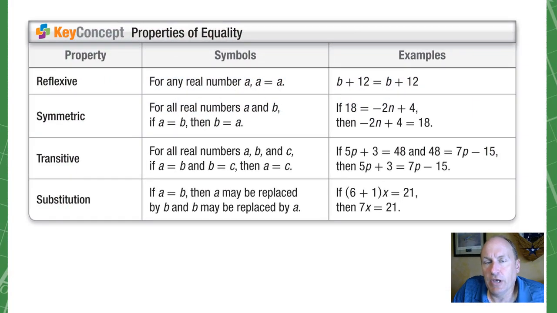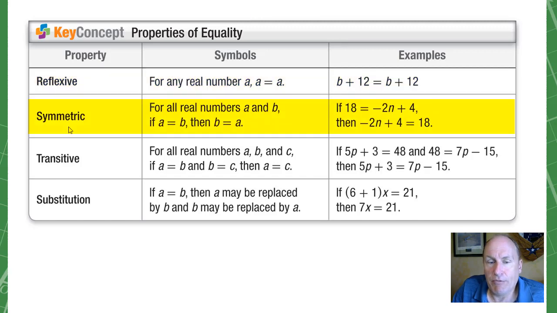Okay, let's look at some important properties of equality. This is going to be critical in our ability to solve equations using these properties. So we have 4 different properties. The reflexive property, I think about a reflection, looking in the mirror at yourself. So for any real number, a equals a. For example, b plus 12 is equal to b plus 12. Seems obvious, but it comes into play sometimes.